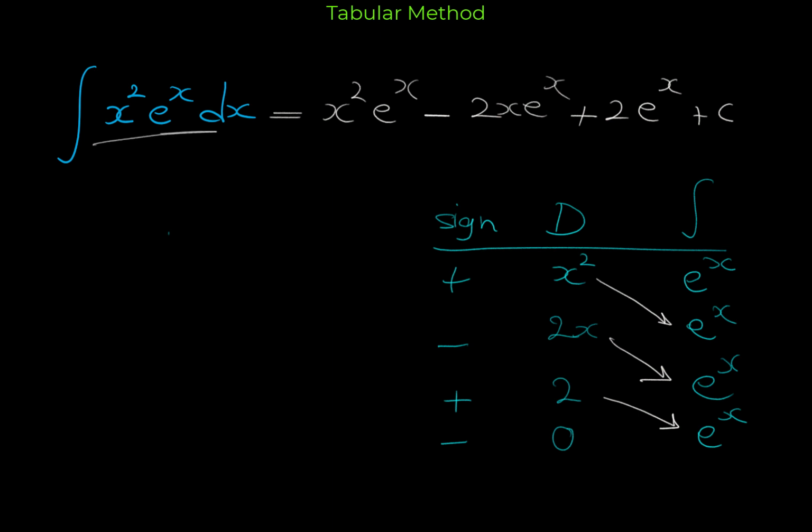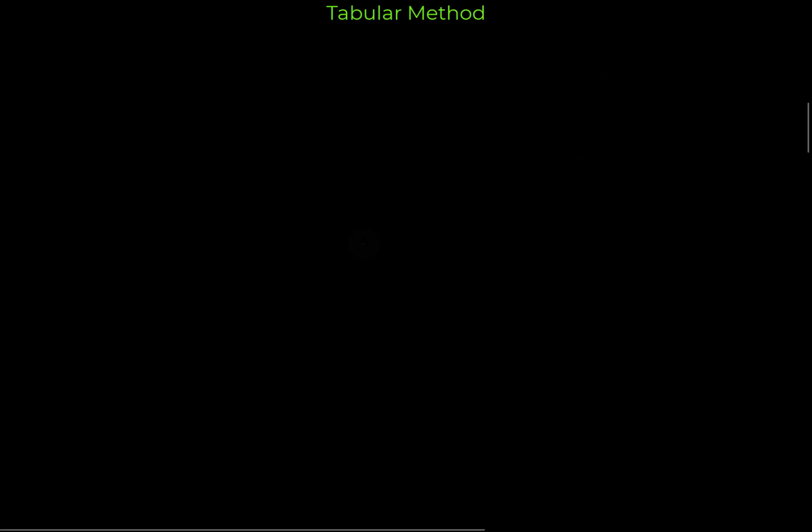So the integral of x e to the x is x e to the x minus 2x e to the x plus 2e to the x plus c. Let me show you another example. Here we want to find the integral of (x² − 2) cosine x dx.